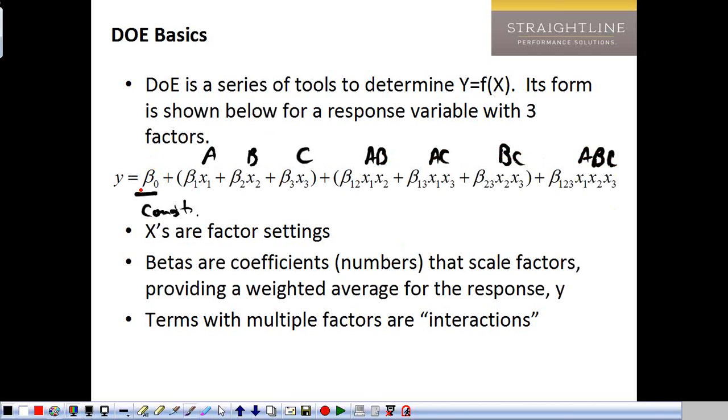So it has, let me count the coefficients: 1, 2, 3, 4, 5, 6, 7, 8. So we would need to have 8 runs to do a full factorial. Notice that we have 7 different things that are available to be estimated plus a constant.